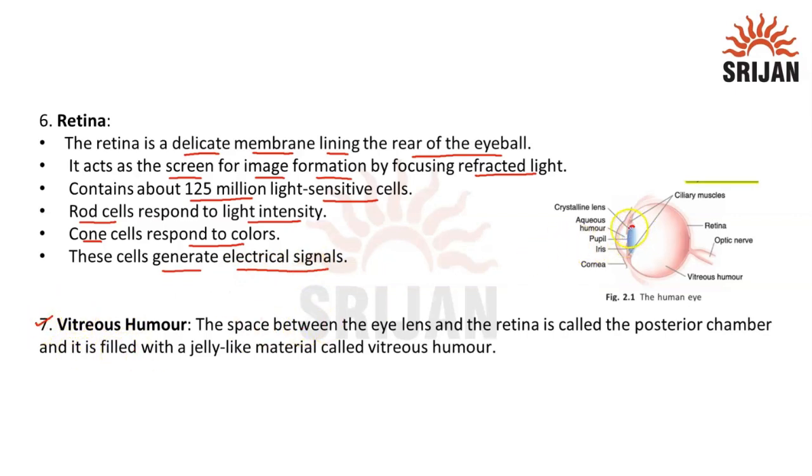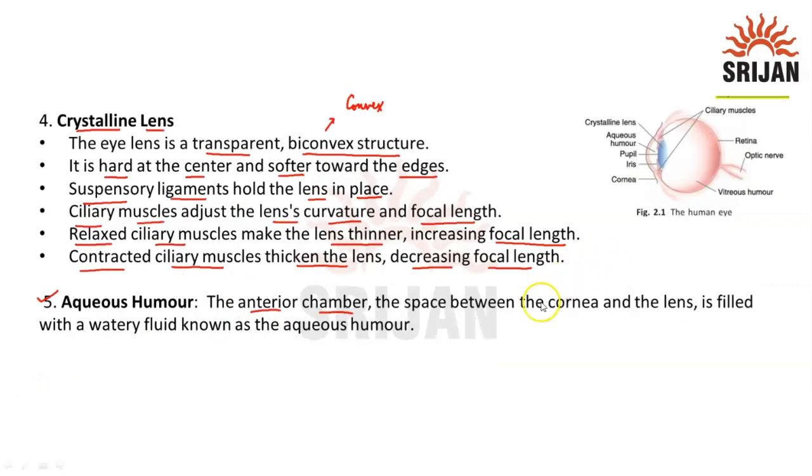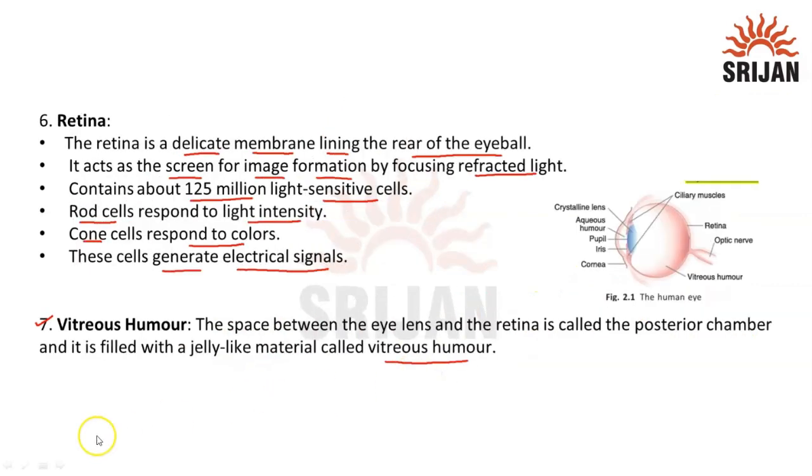Next is the vitreous humor. The space between the lens and the retina is filled with a jelly-like material, and it is known as the posterior chamber, and that is what corresponds to the vitreous humor. Just don't confuse this with the aqueous humor, because the aqueous humor is the watery fluid that fills the space between the cornea and the lens, right? However, the vitreous humor fills up the space between the lens and the retina.